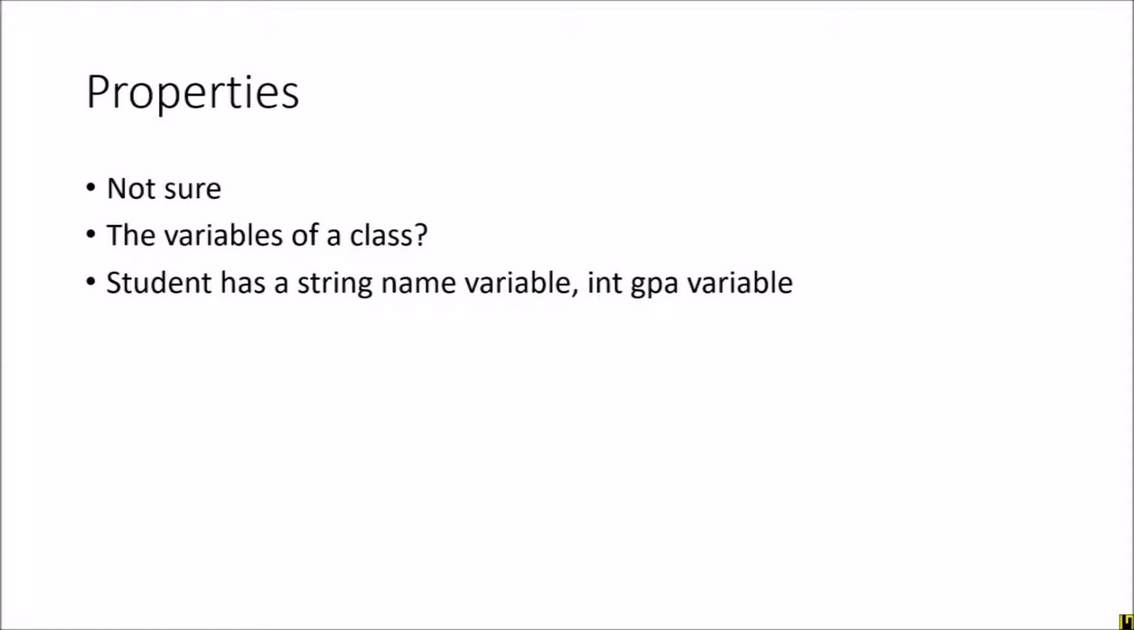Not all persons have a GPA. Not all persons have a student ID. You get the point. But all persons have a name. All persons have a date of birth. All students have a name. All students have a date of birth. I hope that makes sense.